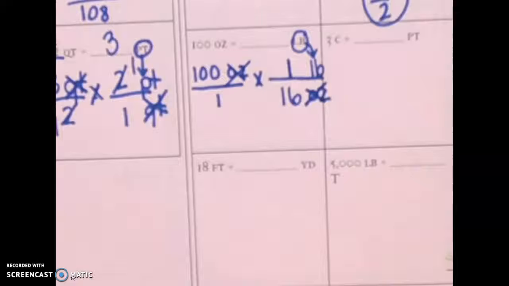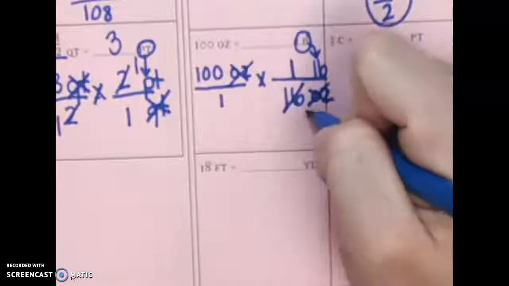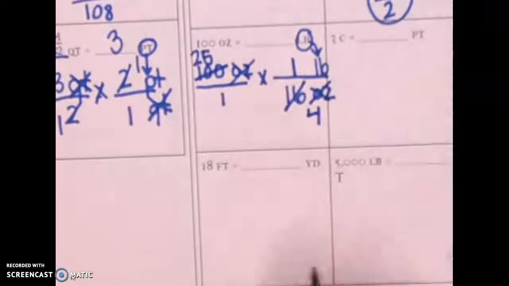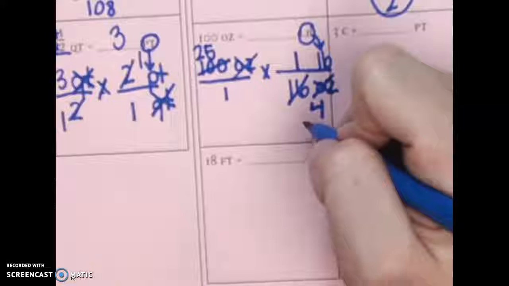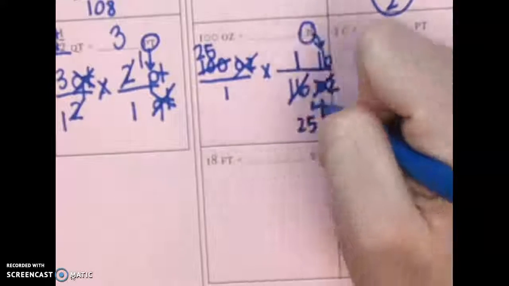Before I multiply, can I cross cancel? Ethan, what can I do? 4. 16 divided by 4 is 4. 100 divided by 4 is 25. So let's see what we get here. 25 times 1 is 25, and 1 times 4 is?